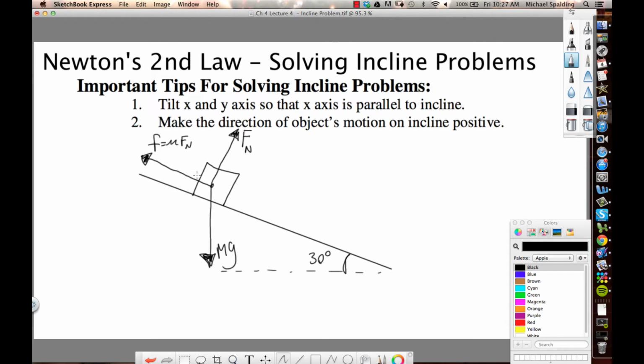What if the block here were sliding up the hill? You're going to see that in the homework set. What if the block slides up the hill? Then which way would friction be? If the block were going up the hill, then friction would point down the hill, right? Friction is always opposite motion, parallel to the surface.